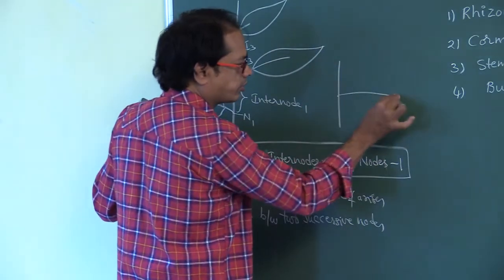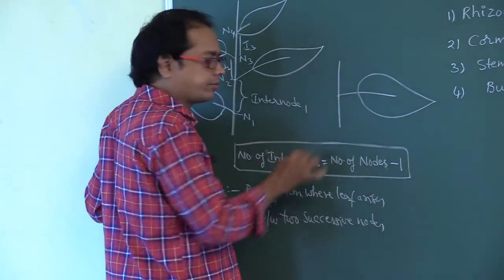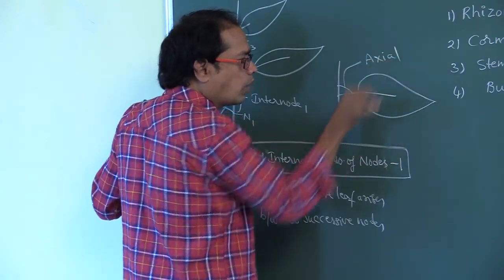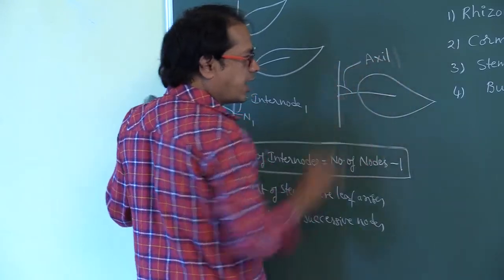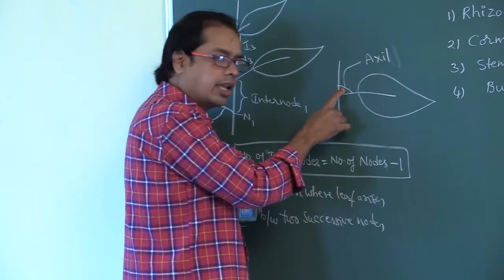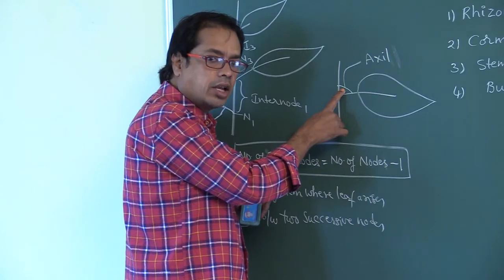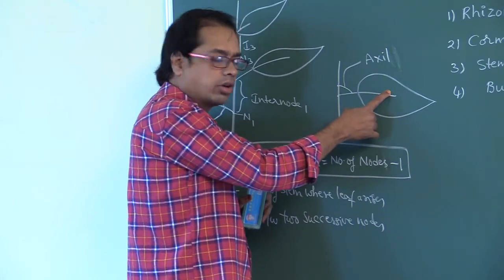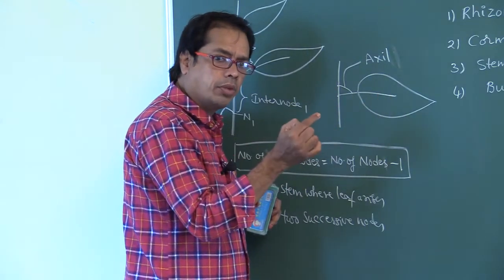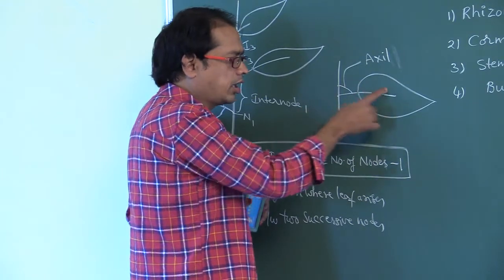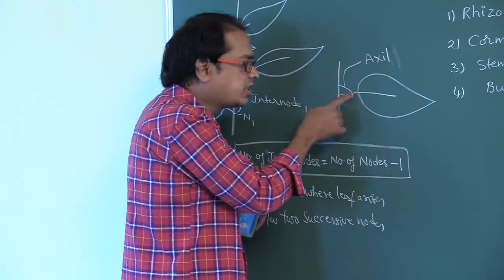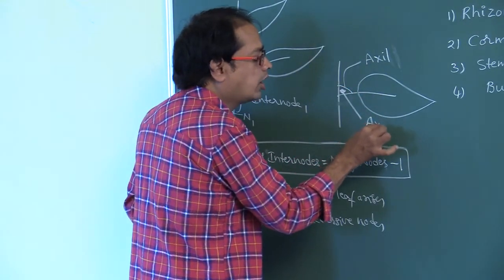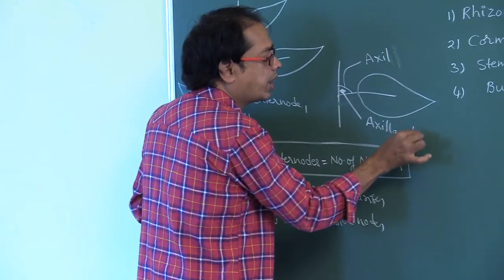And let us suppose this is the leaf. This is called an axil. What is an axil? The angle between the stem and the upper surface of the leaf, or in other words, the upper angle between the stem and the leaf. This is not an axil, only this is an axil. So this axil contains an axillary bud.